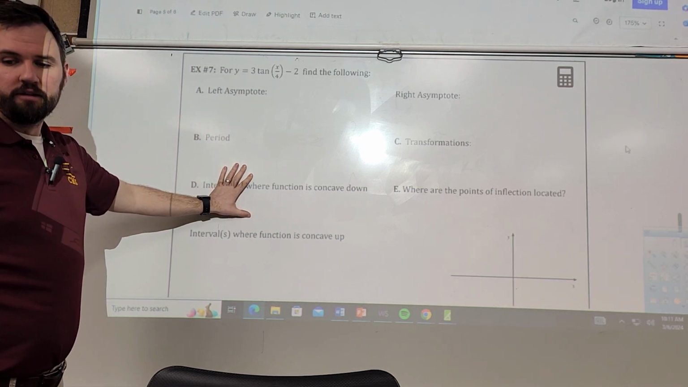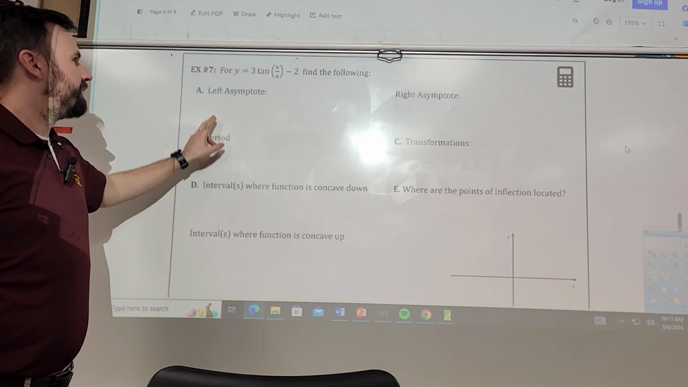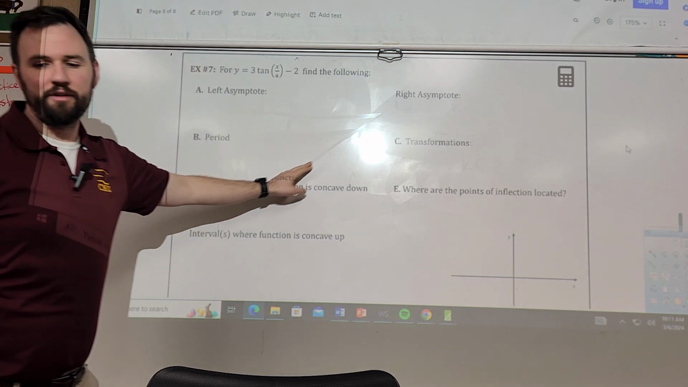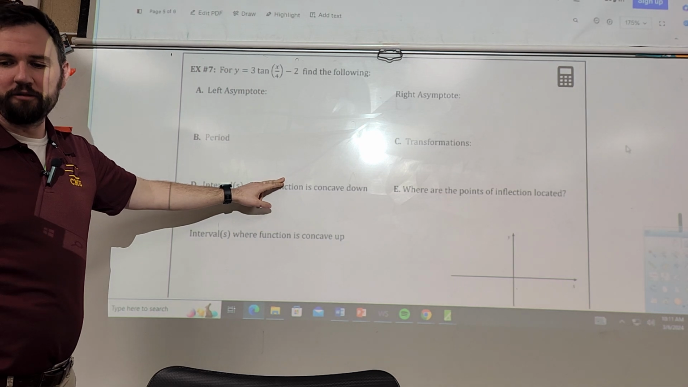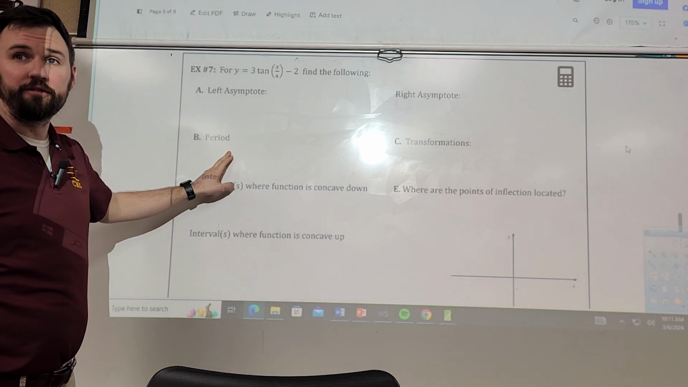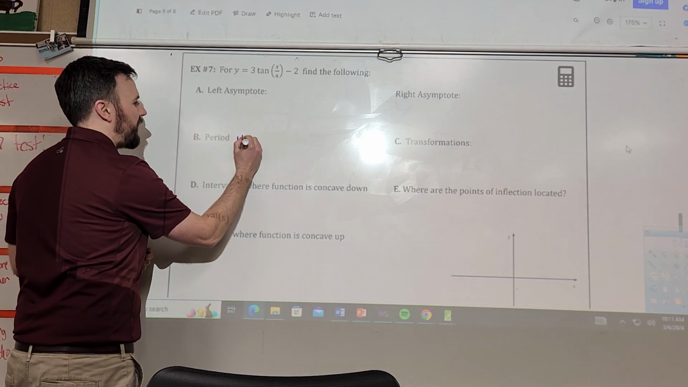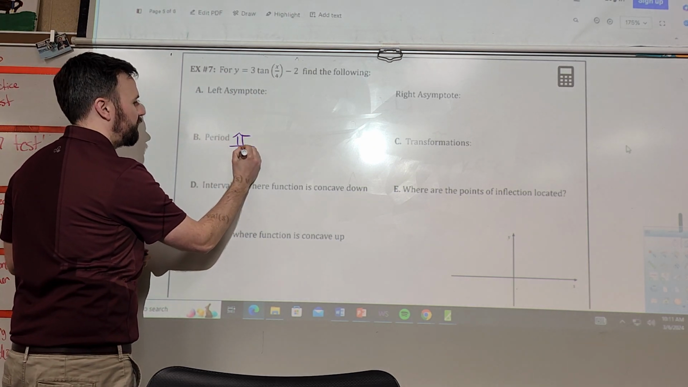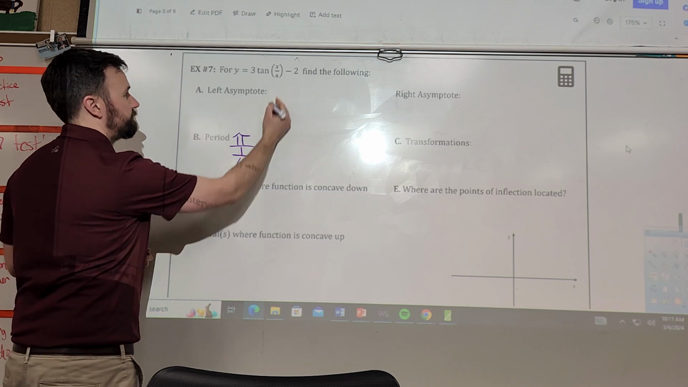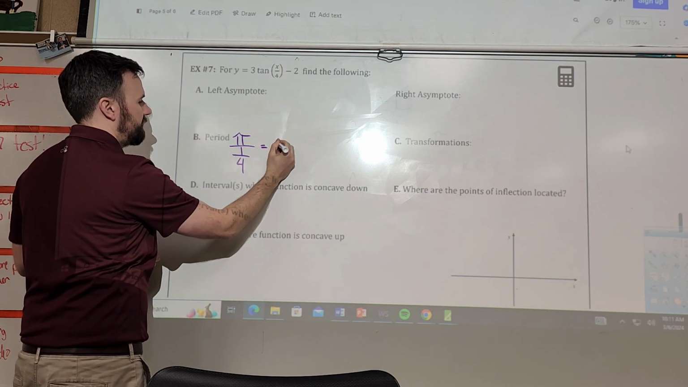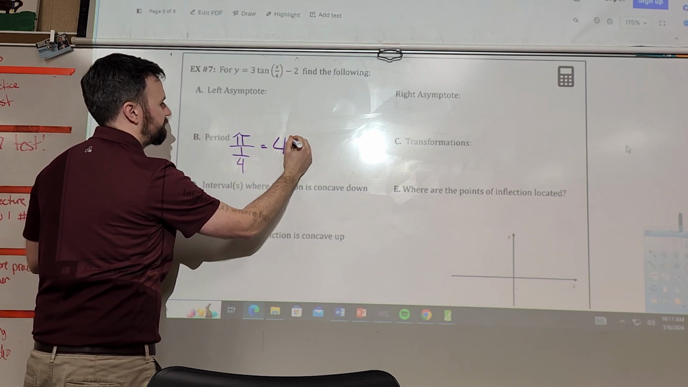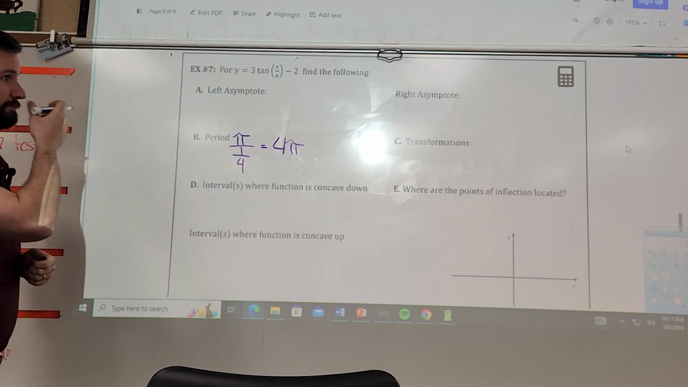Okay? So, I know they want asymptotes, and they're going to use a formula. What I would do, though, is I'm going to find my period first. Does that make sense? So my period would be pi over 1 over 4, right? Because that's my b. So I got 4 pi. Do you agree on that?